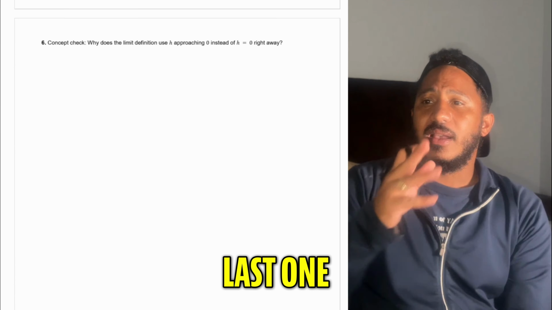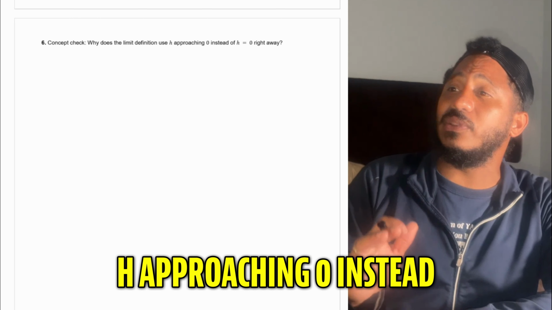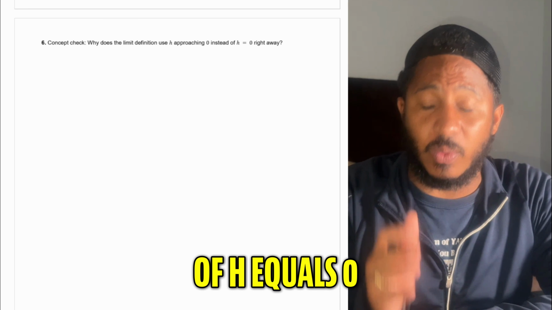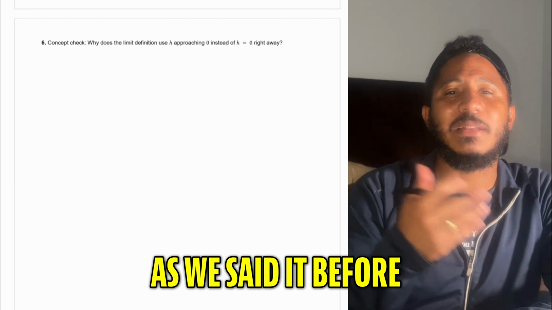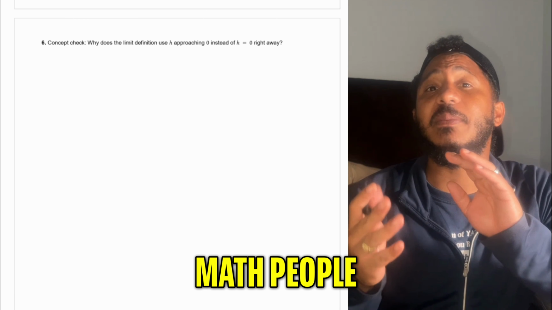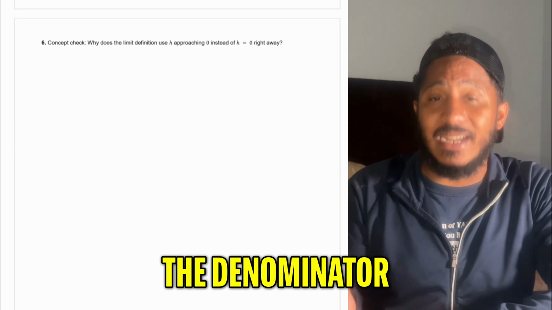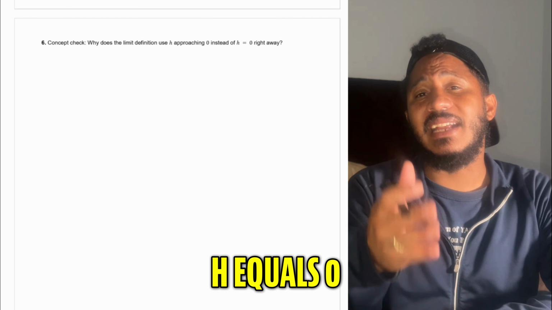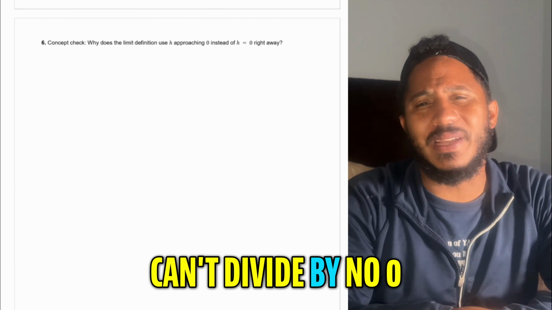All right, last one. Concept check. Why does the limit definition use h approaching 0 instead of h equals 0 right away? So this was a really important question. The reason is, as we said before, rule number 1 for math people: we're not allowed to divide by 0. So having h in the denominator is an issue. If you plug in h equals 0, we're dividing by 0. We get 0 over 0. And we know we can't divide by 0.